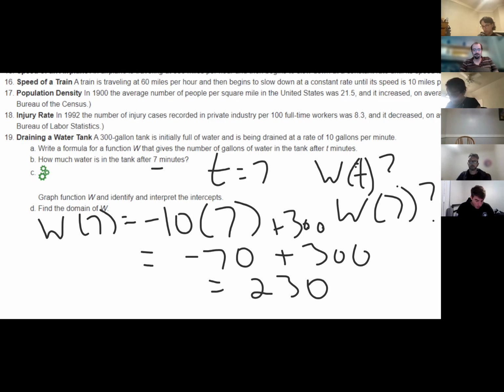Okay. If you did this, this is okay. But this is 230 what? Gallons. We do want to put some sort of units on there. If this was a problem and they didn't tell me to interpret it, that's probably okay. If it says something about interpreting, I want some English sentences written out. So let's say it did say interpret, just so we can get some good practice.